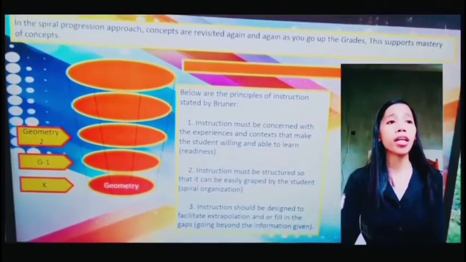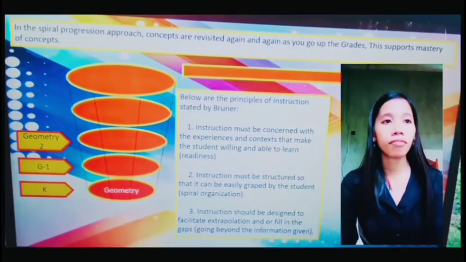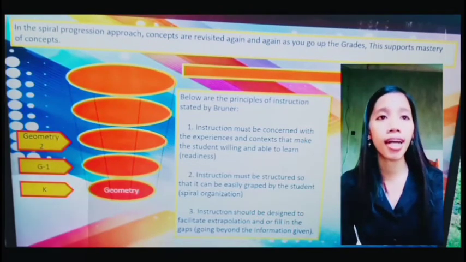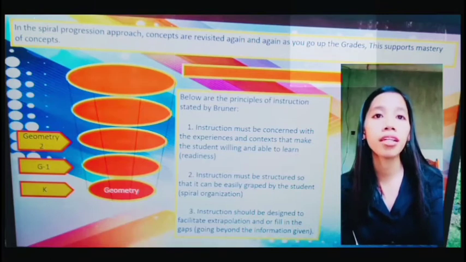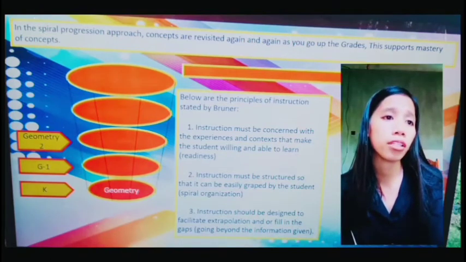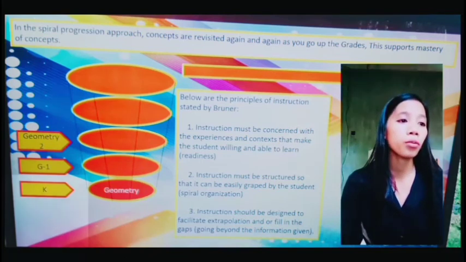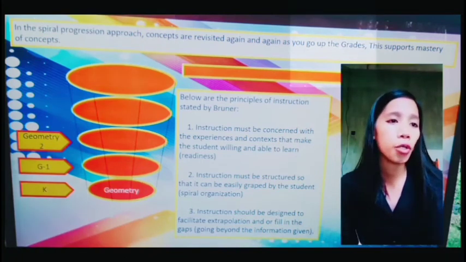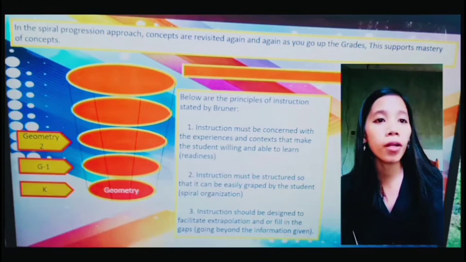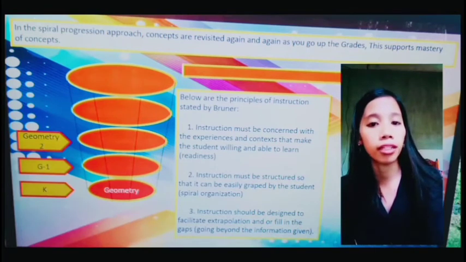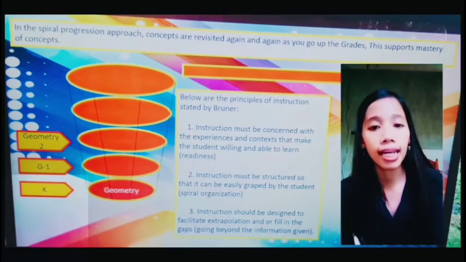In the spiral progression approach, concepts are revisited again and again across the grades to support mastery of the concept. Dito ay makikita nyo naman kung ano yung drawing ng Geometry 2, G1 at K Geometry. Below are the principles of instruction stated by Bruner. Ito yung kailangan nating sundin.